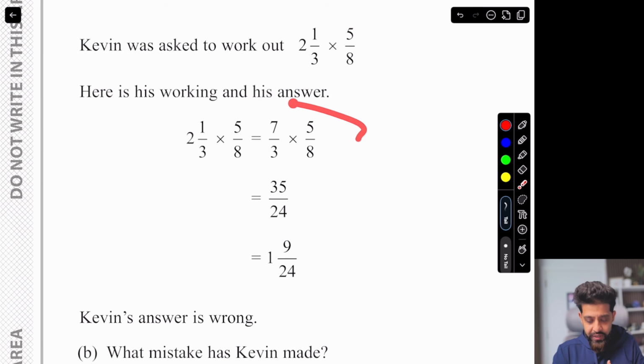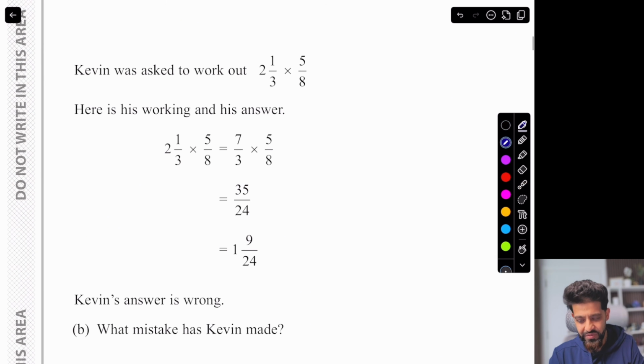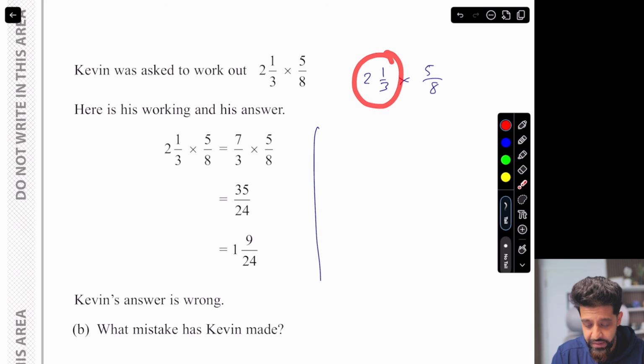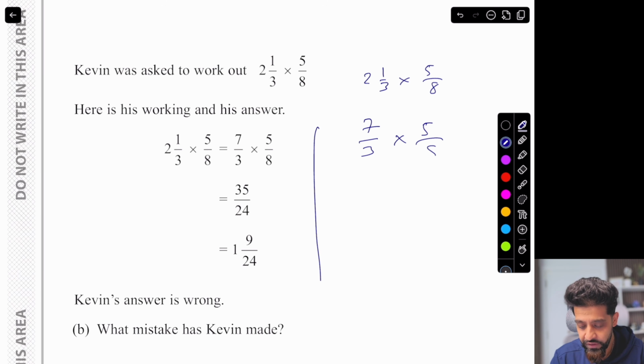So what you could do is go through this working out. But what I recommend to my students is ignore their working out and do it yourself. You do this question: 2 1/3 times 5 over 8. Then you can see what Kevin's done, and you can know exactly what the mistake is. So first things first, turn this into a top heavy. 2 times 3, just like we did earlier, is 6. Add the 1 is 7. So we get 7 over 3 times 5 over 8.